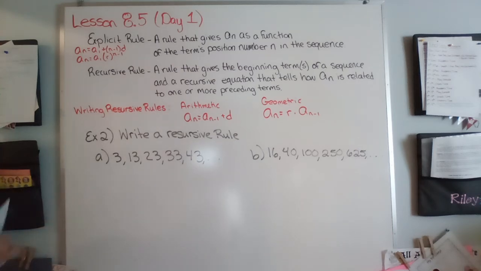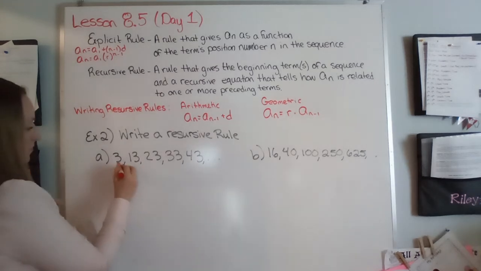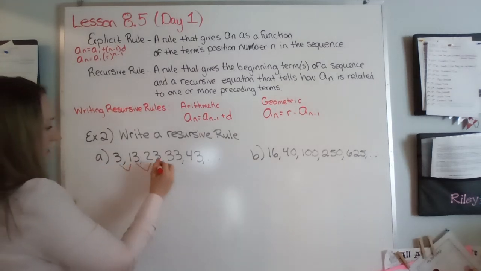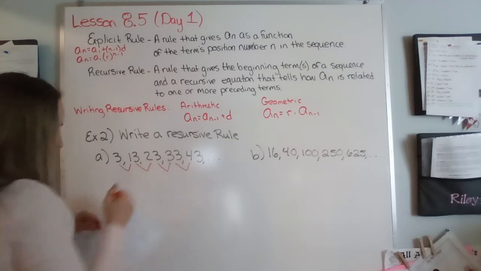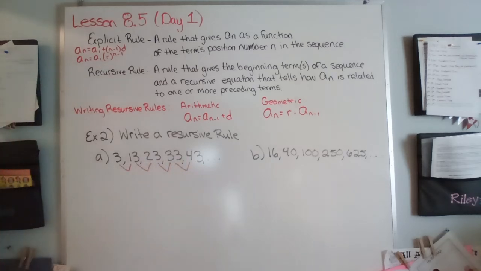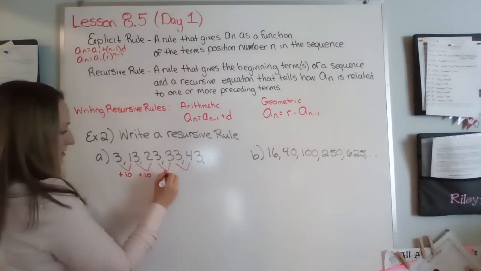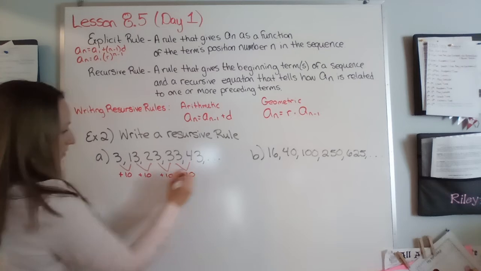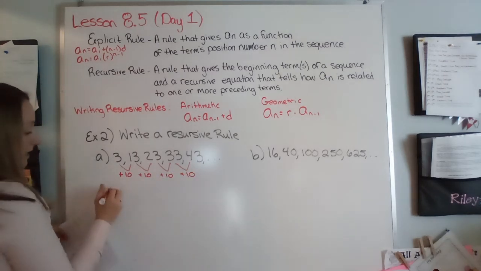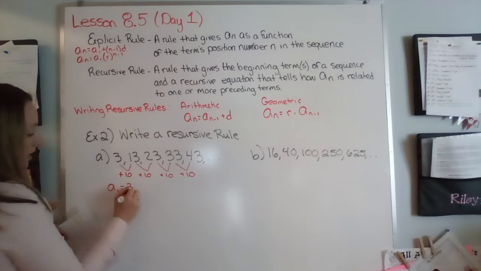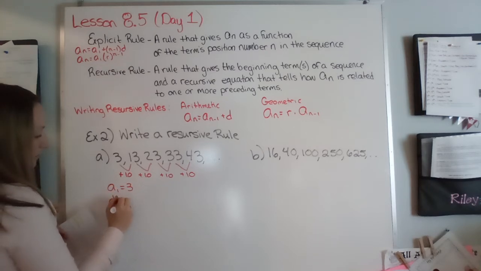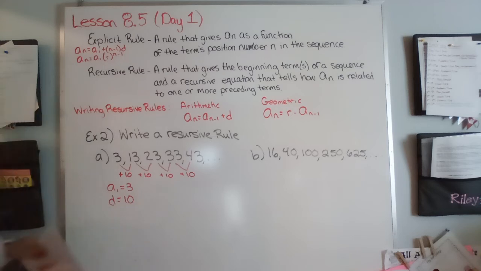Is it arithmetic or is it geometric? You're going to look at the terms and ask yourself, am I multiplying or adding to get from one term to the next? And hopefully you can see that we are adding. It's plus 10 each time. So plus 10, plus 10, plus 10, plus 10. From this, I can gather that my first term is 3 and my common difference is 10.